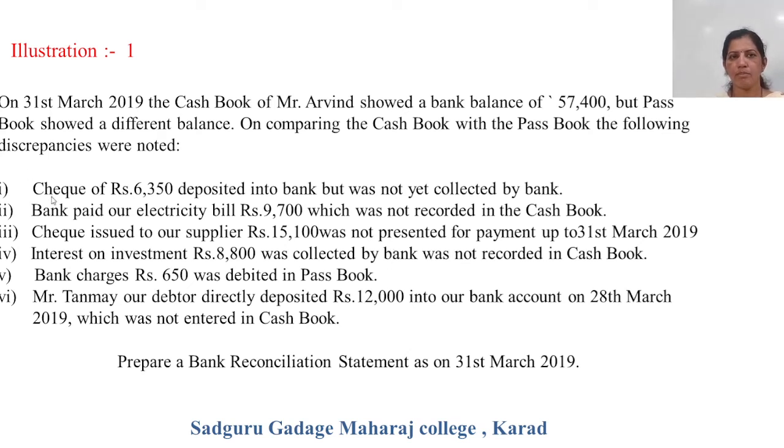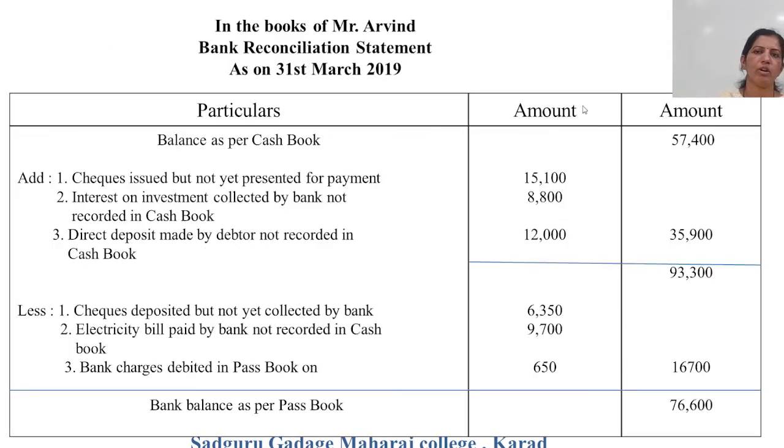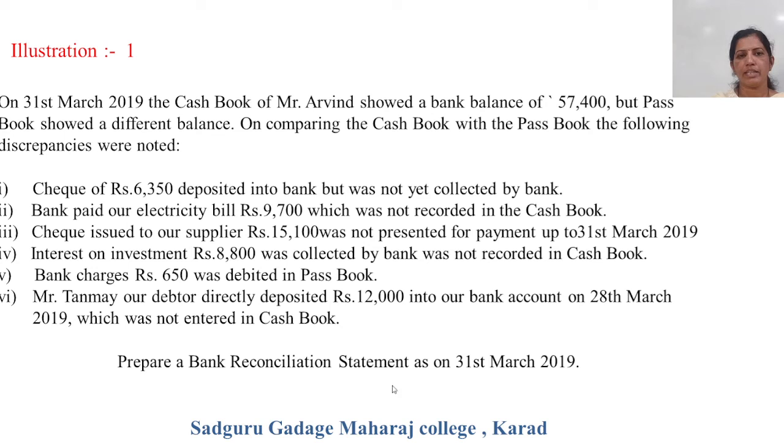See transaction number one, check. First of all, they gave us the cash balance as per cash book, 57,400. First of all, we record the balance 57,400. Then we analyze the given transactions. Those which increase the balance are to be added and those transactions which reduce the balance are to be deducted. And for that, we use certain tricks.